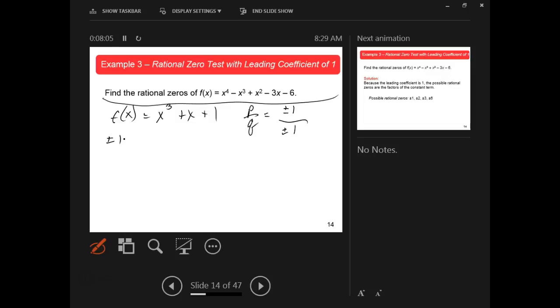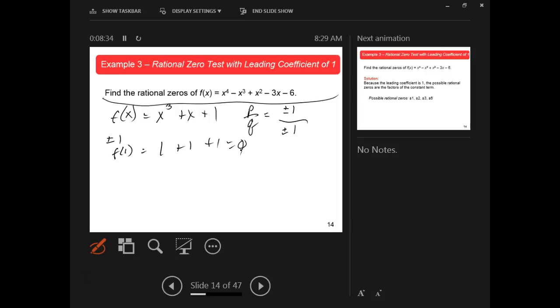Now, how do we check to see if this is a real zero? Plus 1 is always a possibility, so plug it in. What would be f of 1 then? 1 plus 1 plus 1, which is 3. That's not 0, right? Everybody agreed?